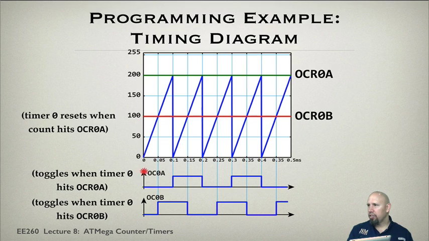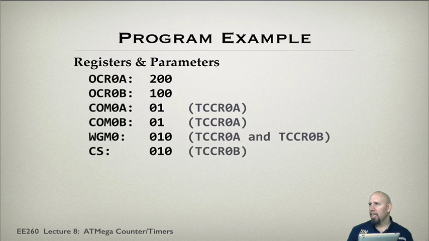And these bits 0C, 0A, 0C, 0B. So this is actually port D pin 6. This is port D pin 5. And so these are actually connected to those values, and we can hook into them and use them.